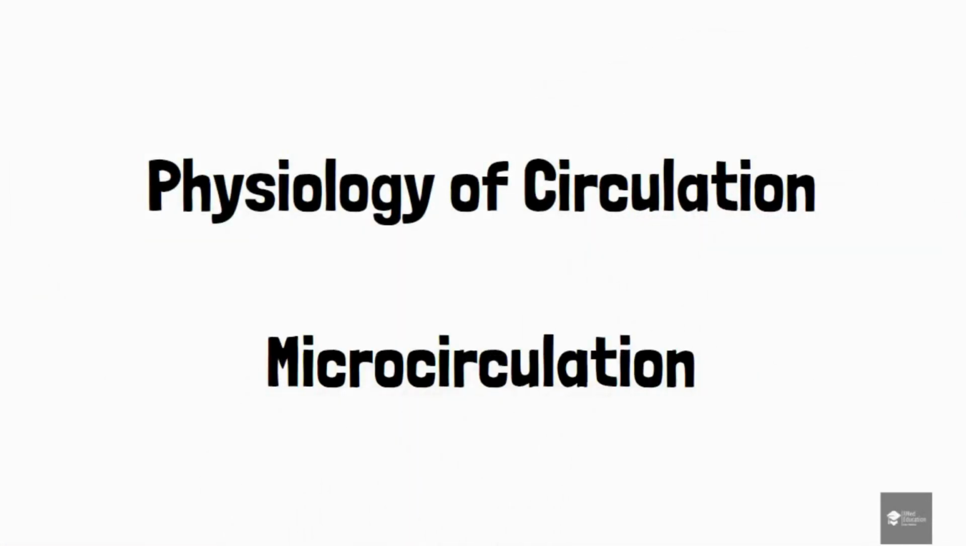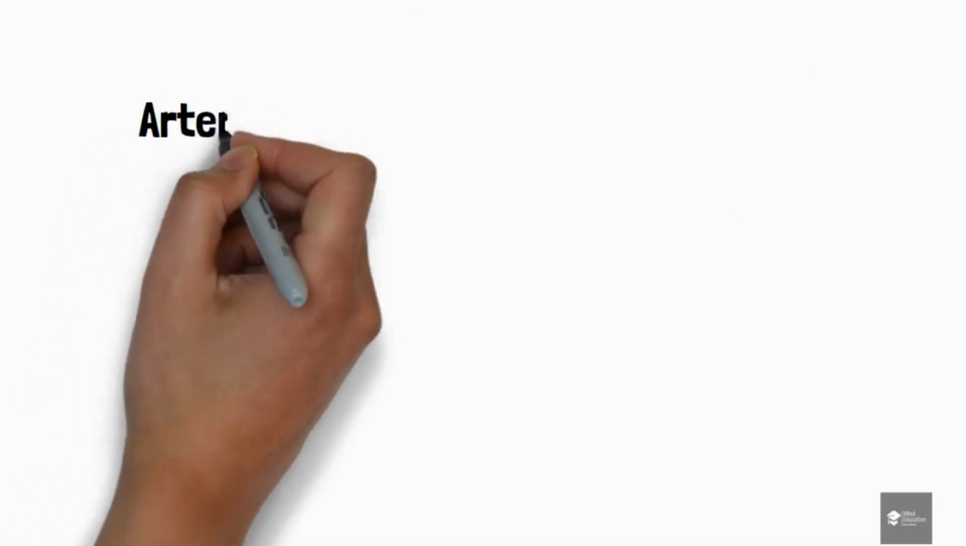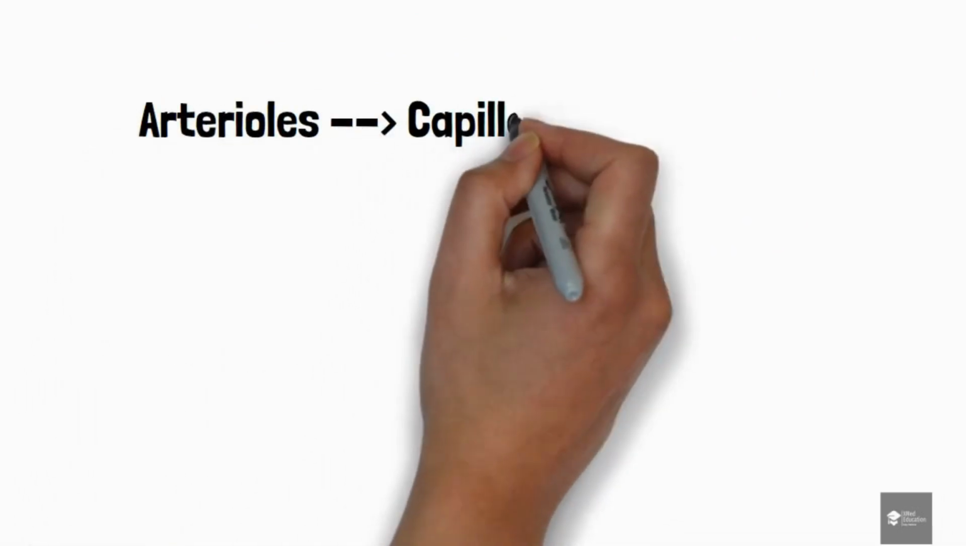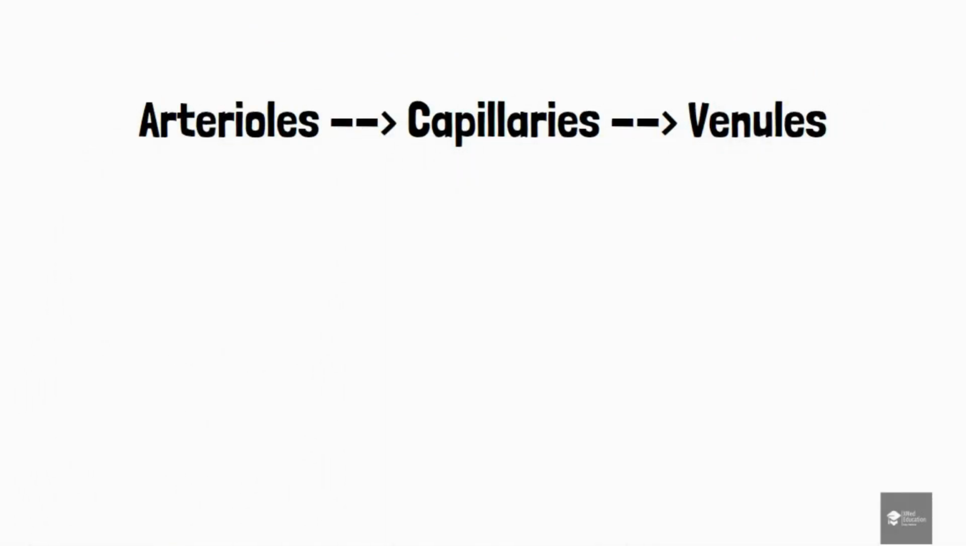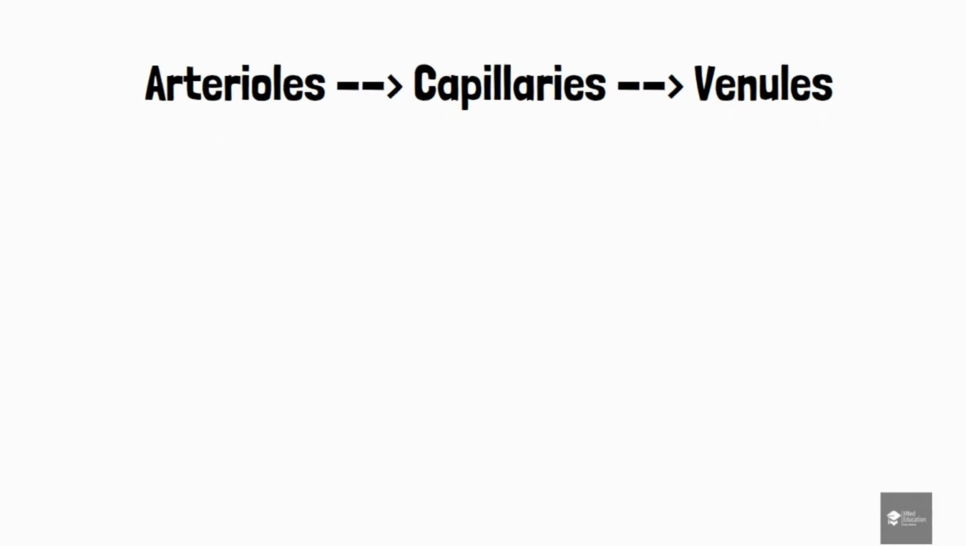In this video, we're going to talk about the physiology of circulation and specifically microcirculation. So blood goes from the arterioles to the capillaries and then back to the veins. These are the components of the microcirculation.